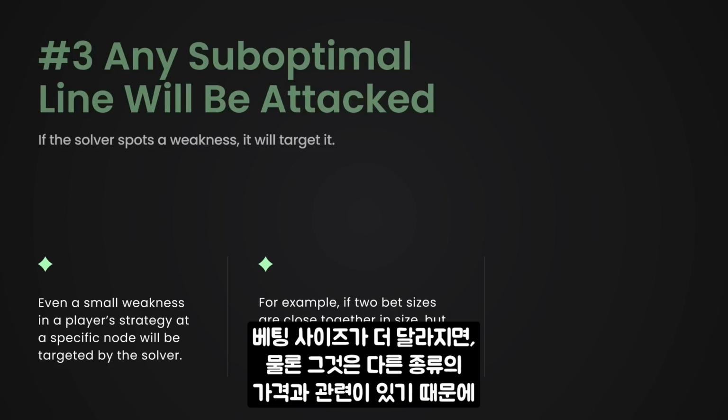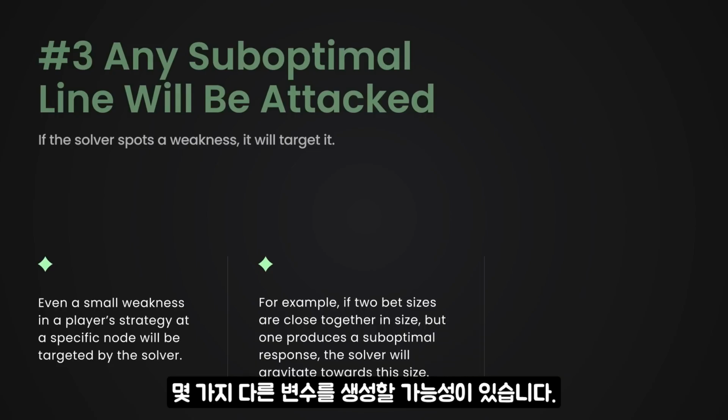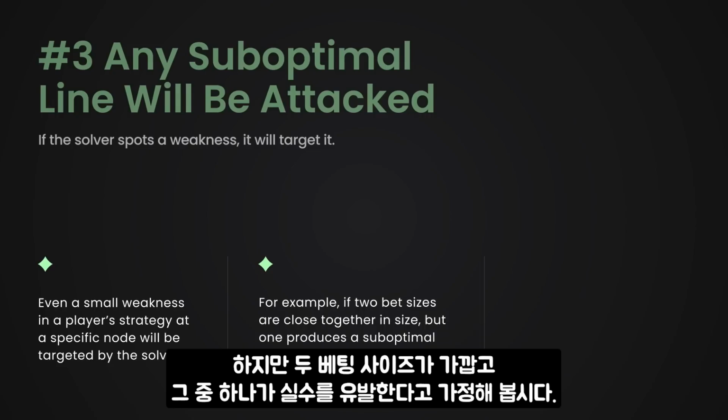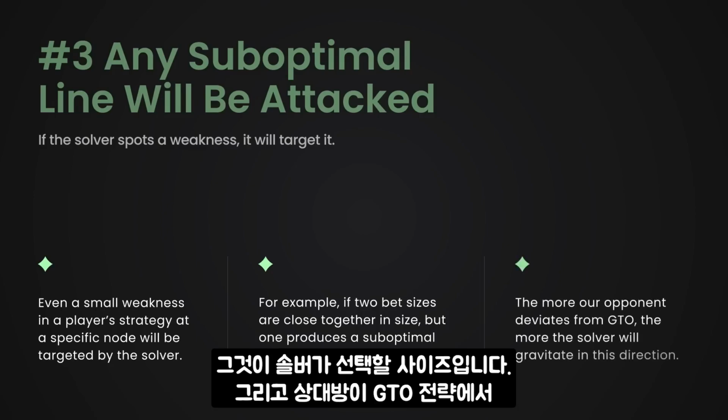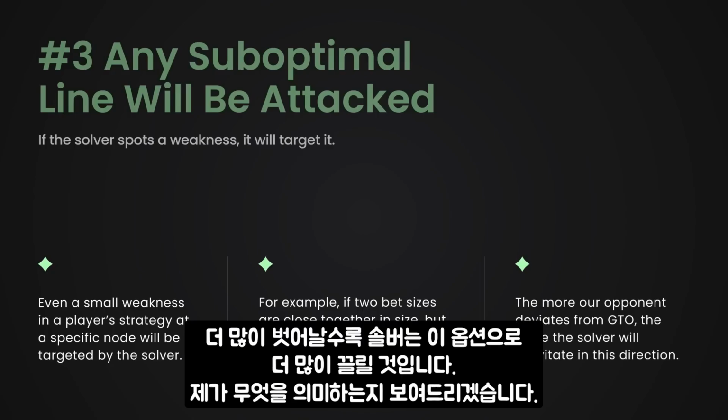As the bet sizes become more different, of course, that's likely to create some different variables because we're dealing with a different type of price altogether. But let's say two bet sizes are close together and one of them is producing mistakes. Well, that's the size the solver is going to pick. And the more our opponent deviates away from a GTO strategy, the more the solver is going to gravitate towards this option. So let me show you what I mean by that.